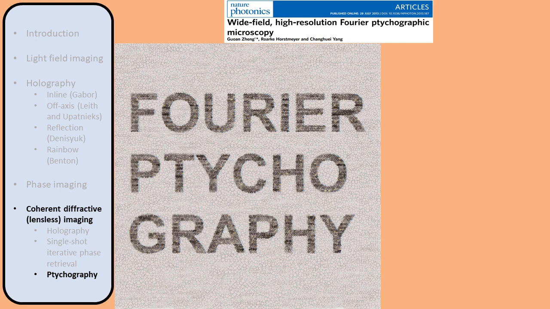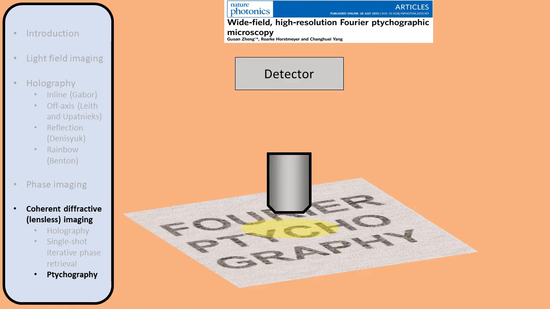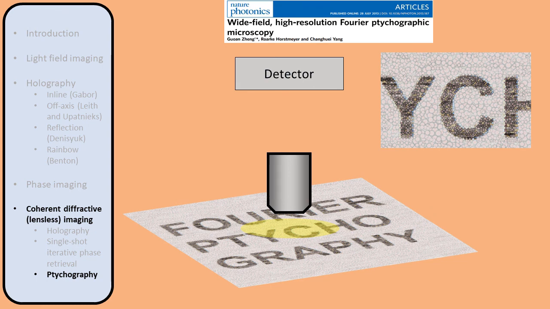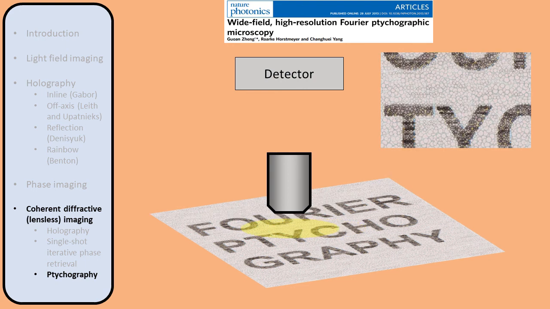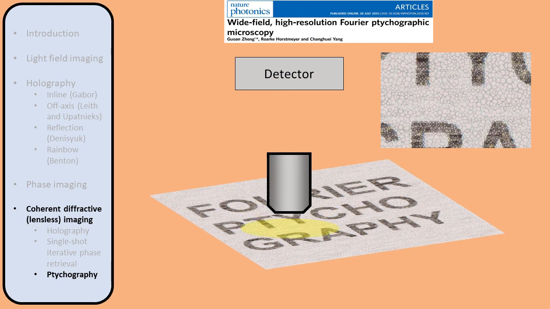Suppose you have a rather large sample, with small features on it that you want to examine. You can put the sample under a microscope and zoom in to see the small features. But because you zoomed in, you only see a small part of the entire sample. You'd have to mechanically scan the sample around to cover the full field of view.